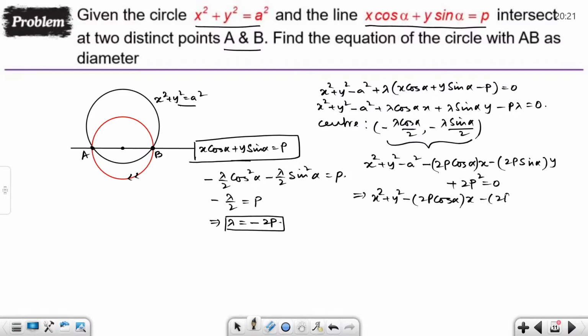Is it clear to all of you? Is this problem clear to all of you? Okay. So I have done this by this method by using the family of lines.